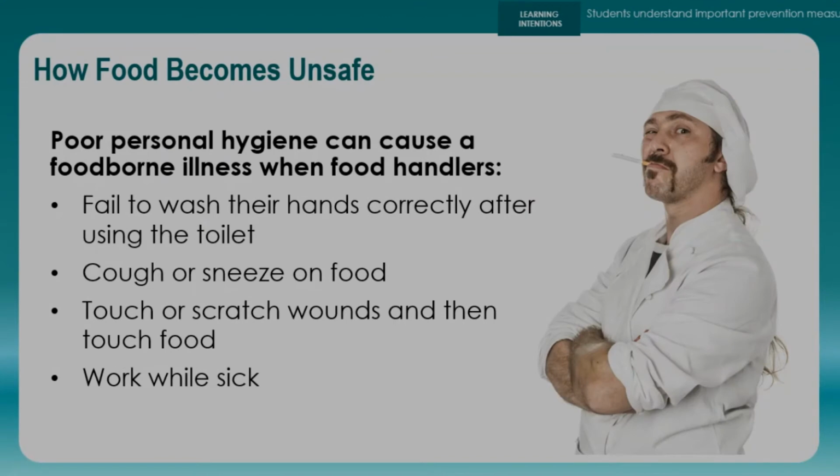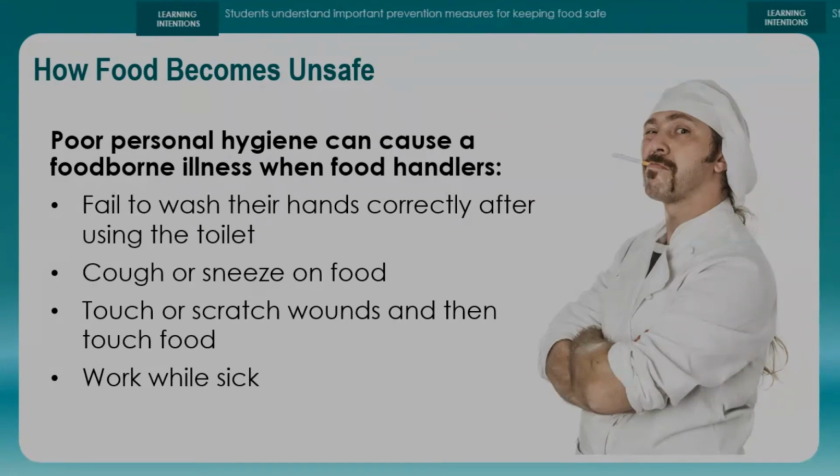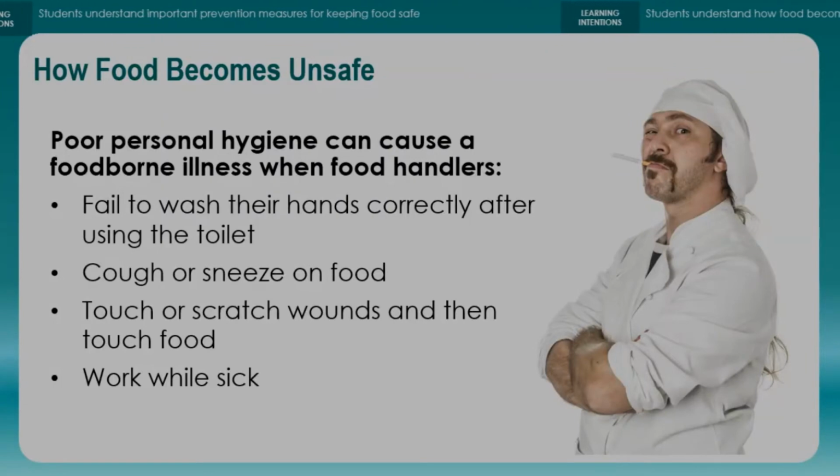So poor personal hygiene can cause foodborne illnesses, that's food poisoning, when food handlers fail to wash their hands correctly after using the toilet, they cough or sneeze on the food, or they touch or scratch an open wound and then touch the food, or they go to work and work with food while they're sick.